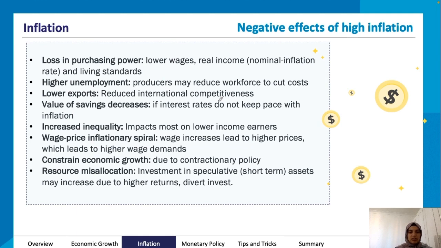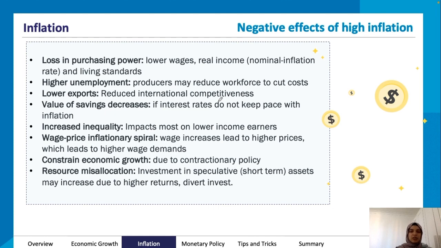Next up, loss in purchasing power. So, lower wages, like real income, nominal inflation rate, and living standards, things like that, can all be impacted in that case. So that's how you can get a loss in purchasing power. So you're not able to purchase as much as you once used to be able to with that amount of money.